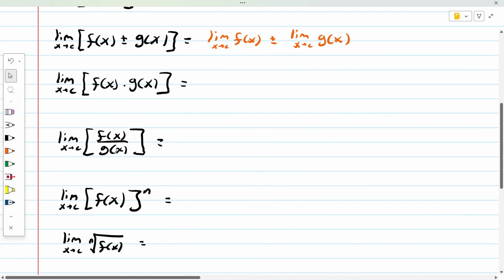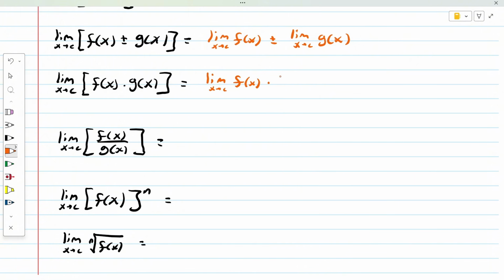Okay, now let's do the product rule. In the same kind of way, if we have the limit of a function times another function, we can just say the limit of the first function, in this case f of x, times the limit of the second function, g of x. Now let's do the quotient rule.